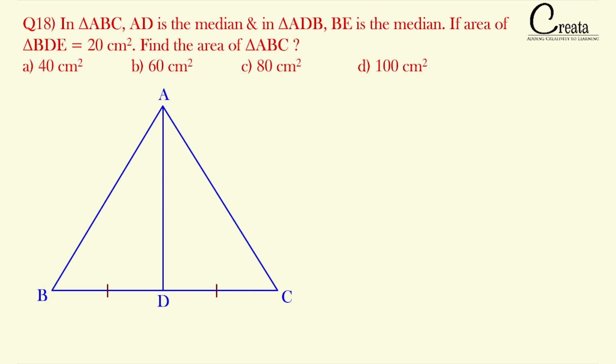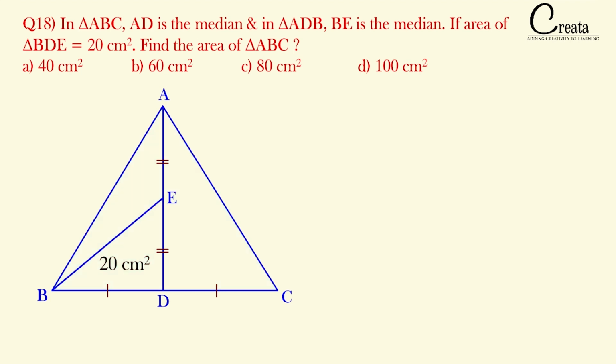Further, for this triangle ABD, BE is given as a median. BE is a median, that is E will be the midpoint. Medians join the vertex with the midpoint of the opposite side. If BE is the median, then E will be the midpoint of the side AD. The area of the triangle BDE is given as 20 cm square. We have to find the area of this complete triangle ABC. Let's proceed with the question.